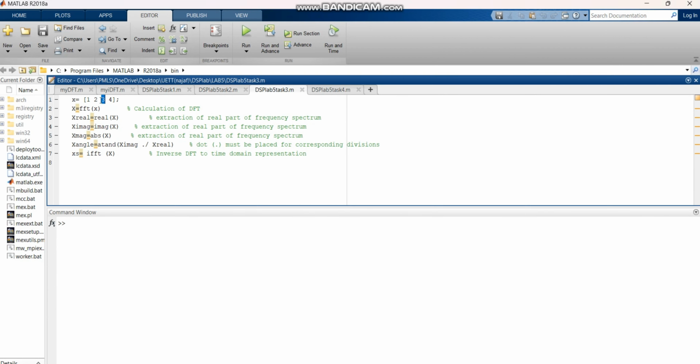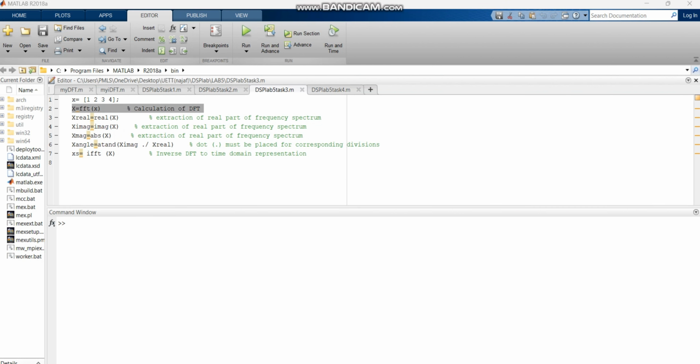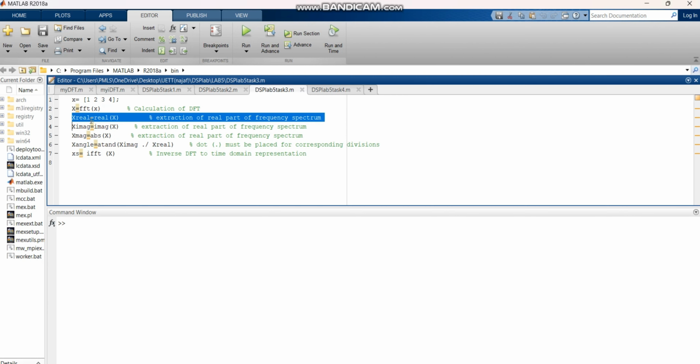Now here we see this line defines an input signal x consisting of the elements 1, 2, 3, and 4. X equals FFT of x calculates the discrete Fourier transform of the input signal x using the fast Fourier transform algorithm and assigns the value to variable X. In the next line, x real equals real of X extracts the real part of the frequency spectrum obtained from the discrete Fourier transform and assigns it to the variable x real.